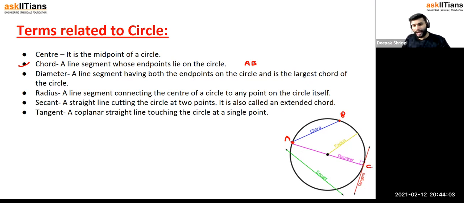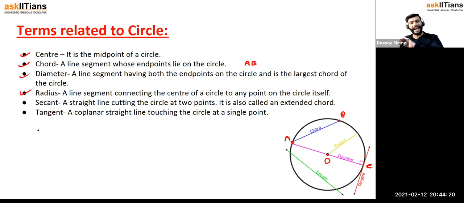So if you join A and C, you are getting the diameter, right? And the diameter passes through the center of the circle, say that is O, right? The center we have already done when we were doing the definition. Diameter done, radius done. Secant.